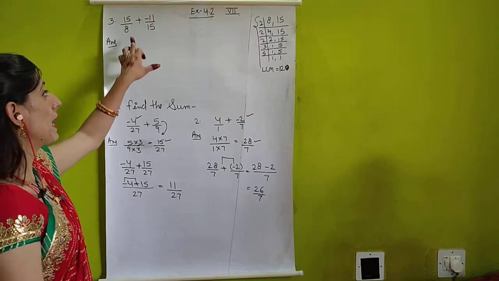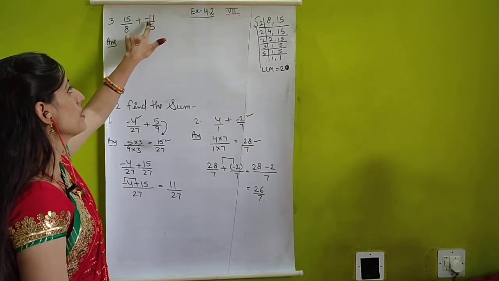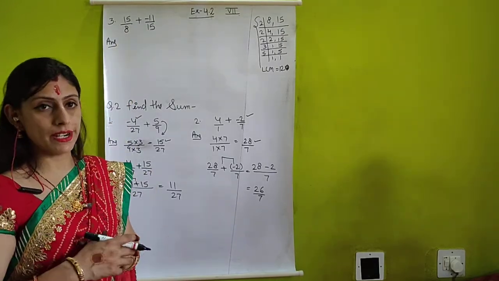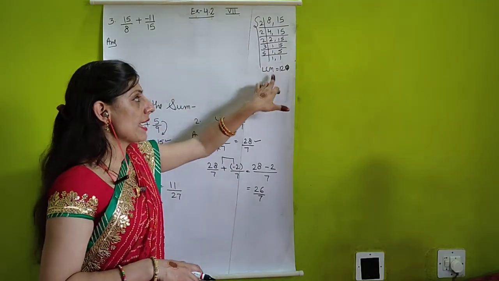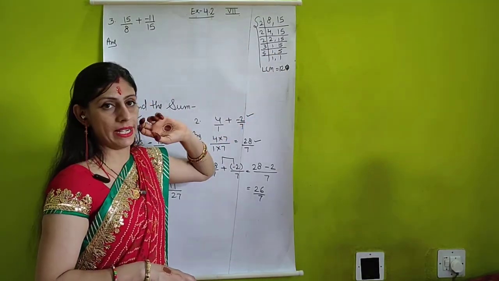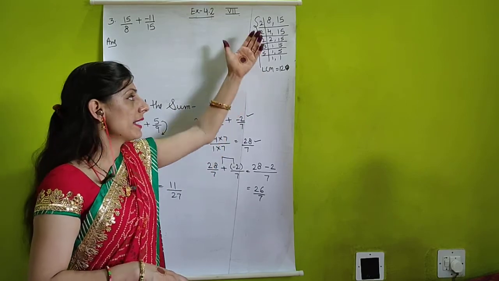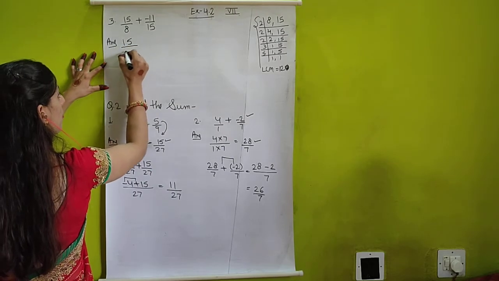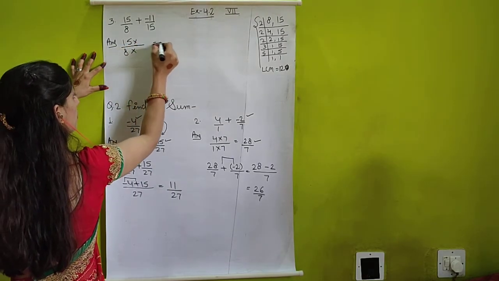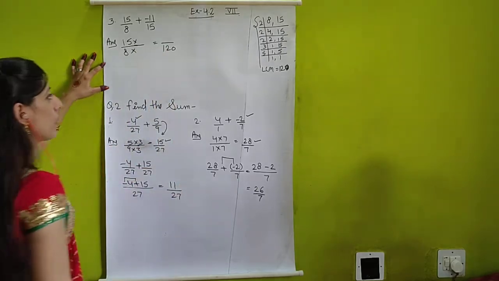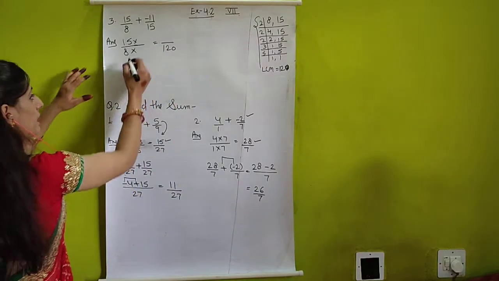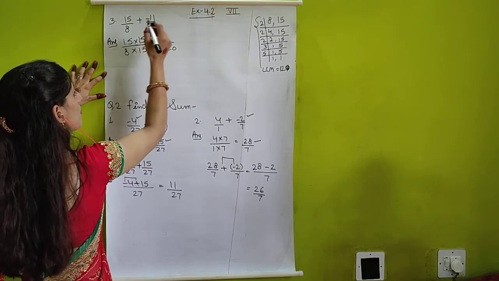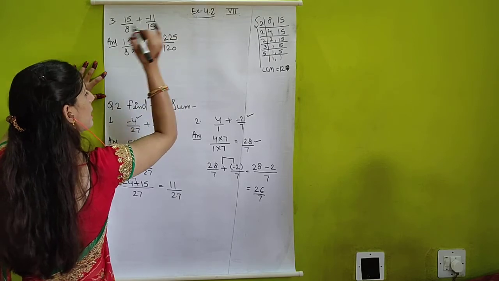Now students, part third, 15 upon 8 plus minus 11 upon 15. Here students, 8 and 15, both denominators are different. So first of all, we will take the LCM, and the LCM is 120. LCM you know very well. That's why I have directly solved it here. Now the LCM is 120. So first of all, 15 upon 8 we will multiply with a number to make this 120. So here students, 8 I will multiply with 15, then it will become 120. Then upside also multiply with 15, then it will be 225.